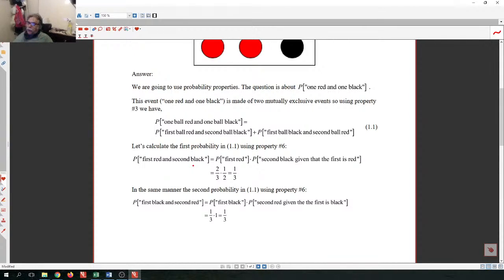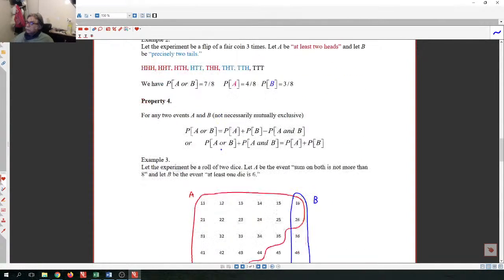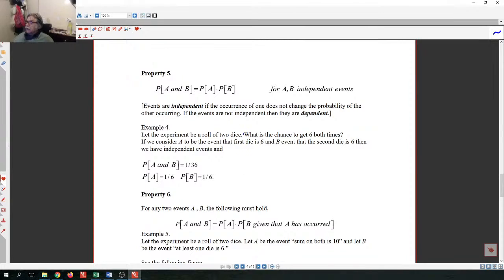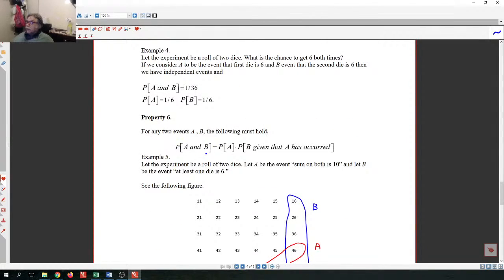Okay, we have property number 6, which talks about what happens when you have A and B and 2 events that might not necessarily be independent. They could be dependent. Now in this particular case, actually, they are dependent, but this property covers any kind of 2 events. What is the chance of A and B? It says the chance of A and B is equal to the chance of A times the chance of B given that A has happened. Okay, so let's apply that.